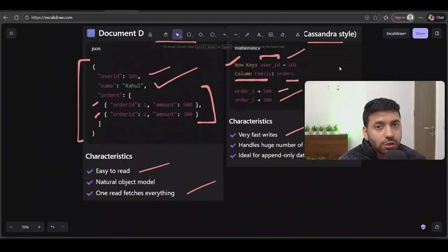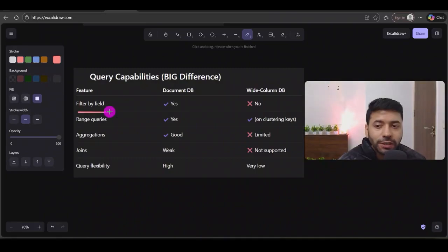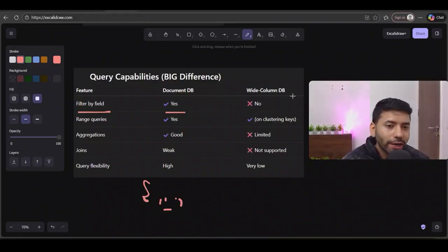So next, let's also see the difference in the query capabilities between both of these databases. The first feature is filter by field, right? So you have the field. Can you filter by the field? In a document database, of course, you can filter by fields. In the document, you have the fields, right? So in the query, you can mention which field you want to filter by, and based on that, you can filter it by the field. When we talk about a wide column database, we cannot filter by field.